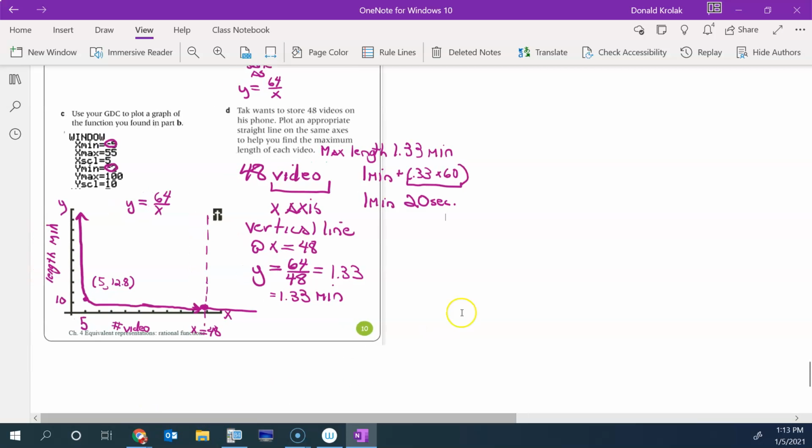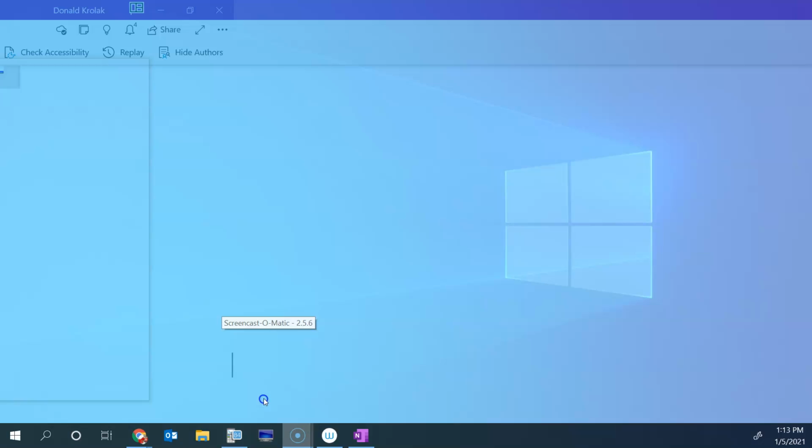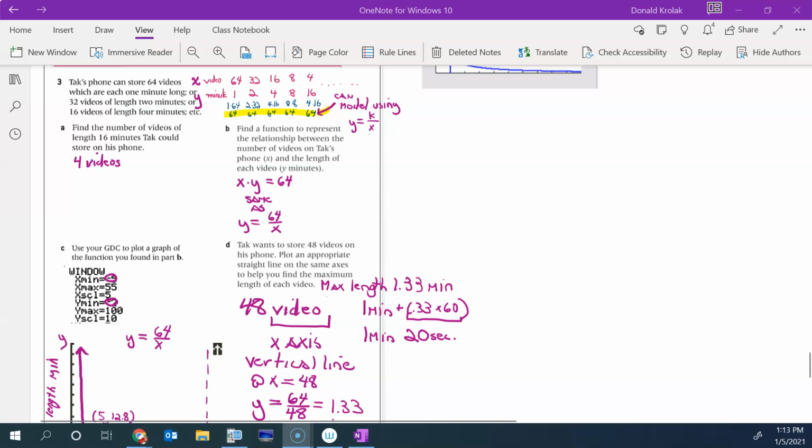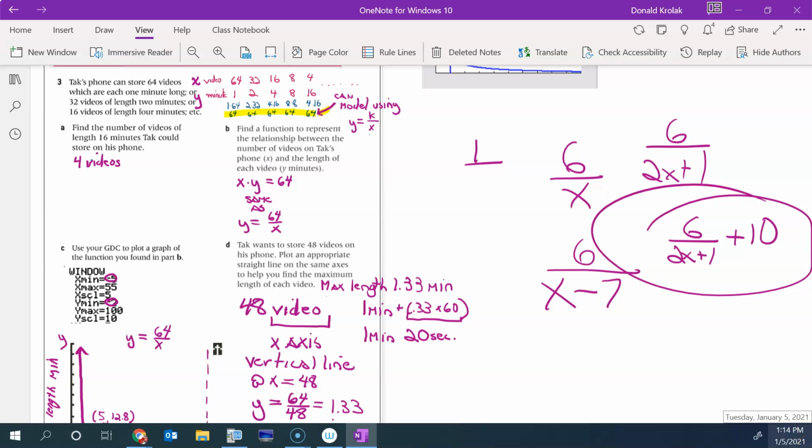Okay, guys, you got your assignment done. All right, and tomorrow, what we're going to be doing is how to take these graphs, because we've been working with really simple graphs like 6 over x. How do you graph it if you had something like 6 over x minus 7? Or 6 over 2x plus 1? Or 6 over 2x plus 1 plus 10? Tune in tomorrow, Cobra Kai.